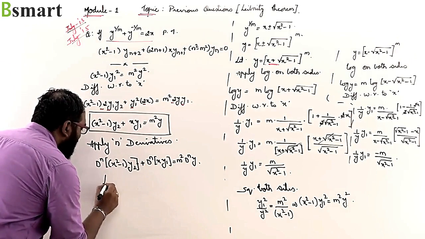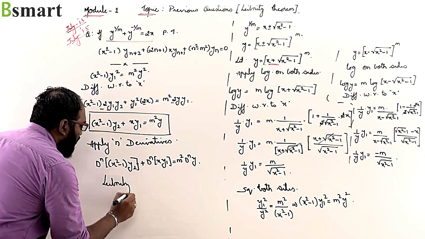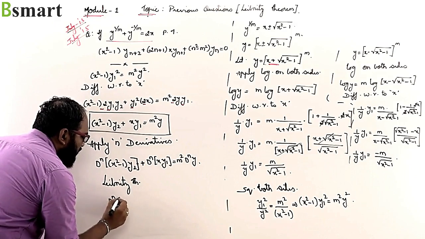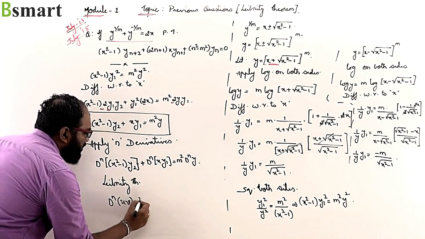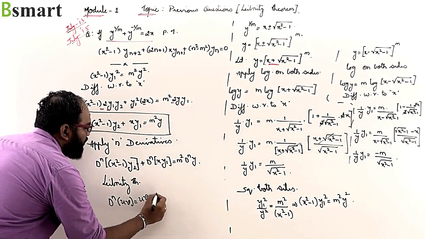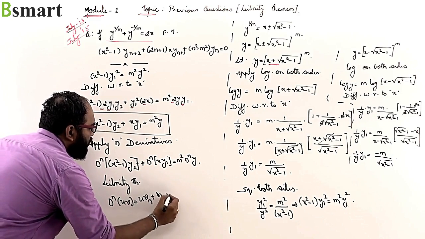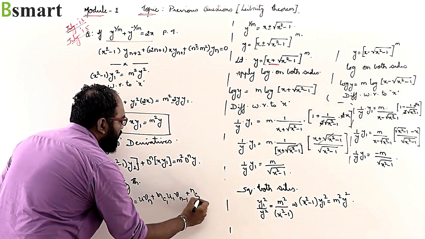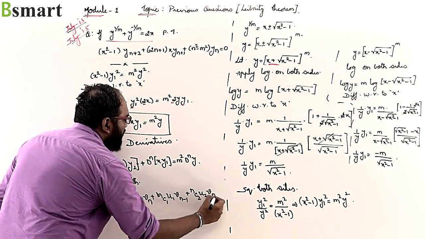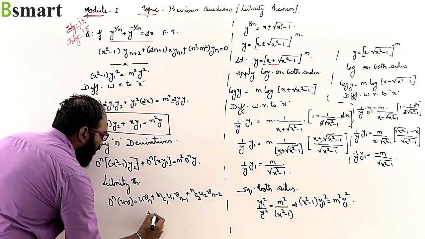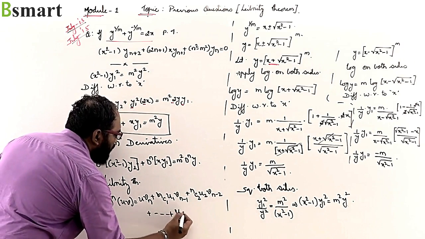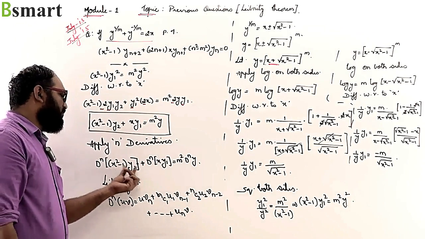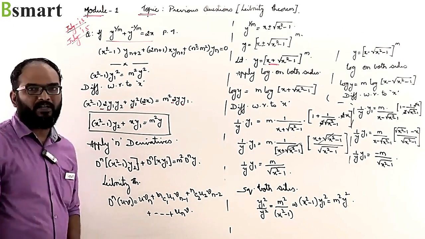Now the Leibniz theorem is given by: the nth derivative of a product of two functions is u into vn plus nc1 into u1 into vn minus 1 plus nc2 into u2 into vn minus 2 plus so on plus un into v. Now for individual terms we will be applying the Leibniz theorem.